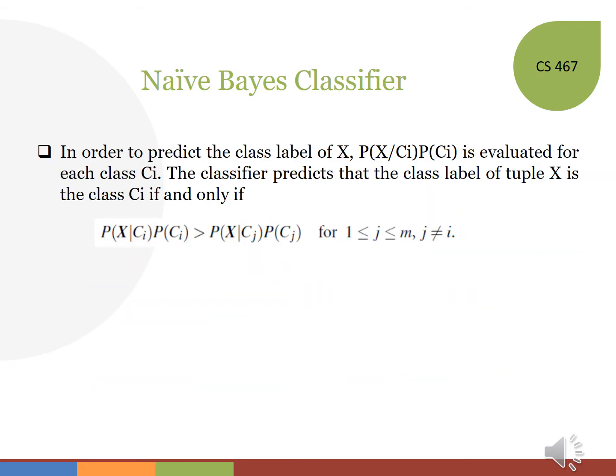In order to predict the class label of x, P of x given Ci into P of Ci is evaluated for each class label Ci, and the classifier predicts that the class label of tuple x is class Ci if and only if P of x given Ci into P of Ci is greater than P of x given Cj into P of Cj for 1 ≤ j ≤ m, where j is not equal to i.